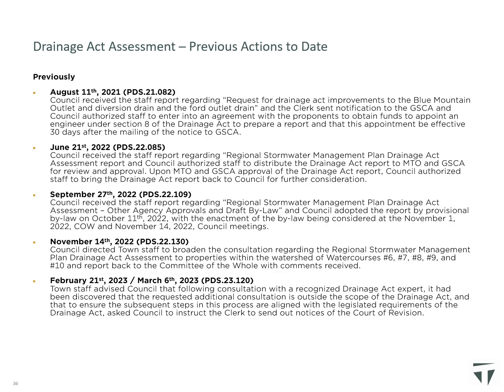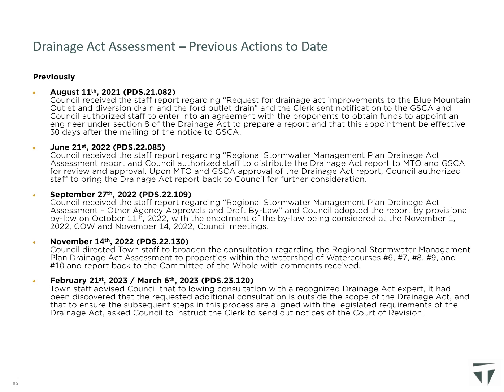This slide provides an overview of the previous actions taken to date for the works proposed under the Drainage Act. On August 11, 2021, Council received the staff report regarding request for Drainage Act improvements to the Blue Mountain Outlet and Diversion Drain and the Ford Outlet Drain, and the clerk sent notification to the GSCA, and Council authorized staff to enter into agreement with the proponents to obtain funds to appoint an engineer under Section 8 of the Drainage Act to prepare a report, and that this appointment be effective 30 days after mailing the notice to the GSCA.